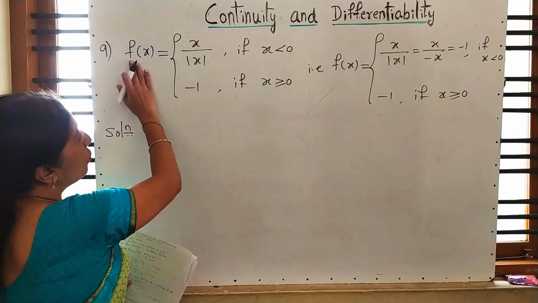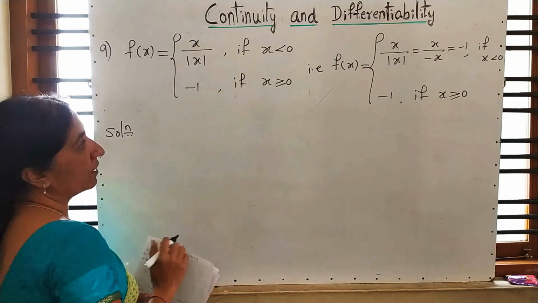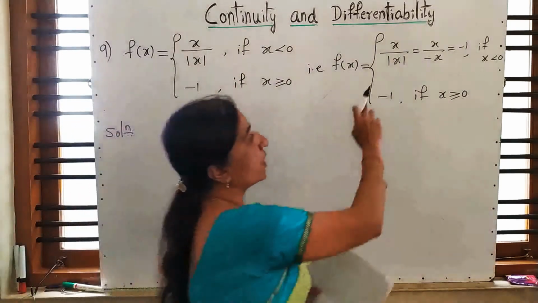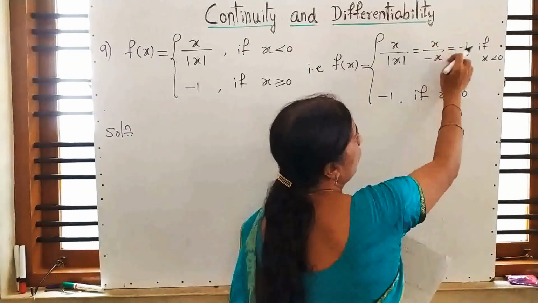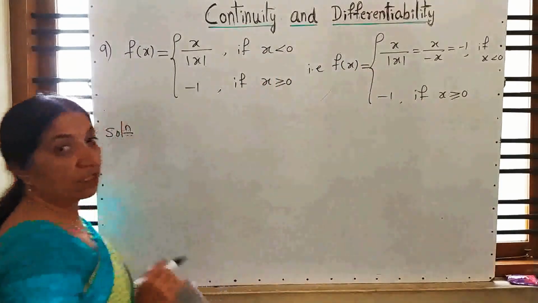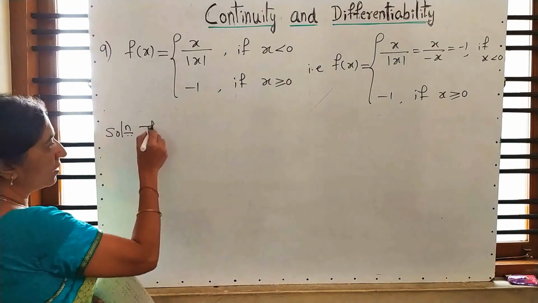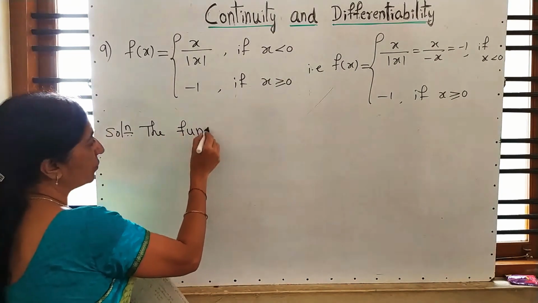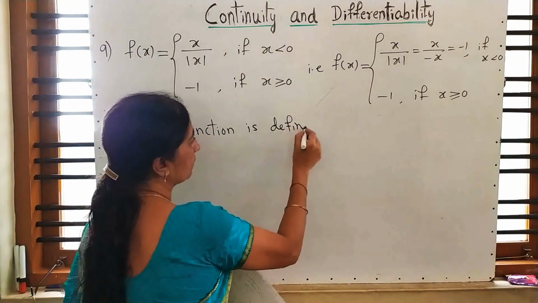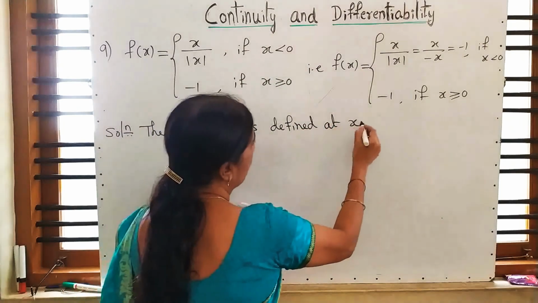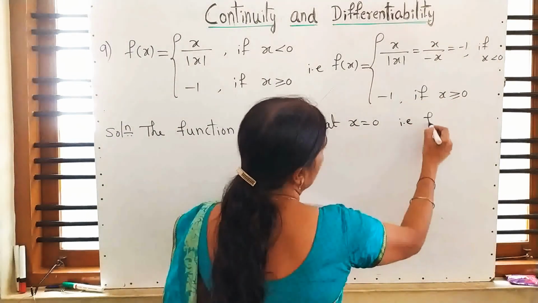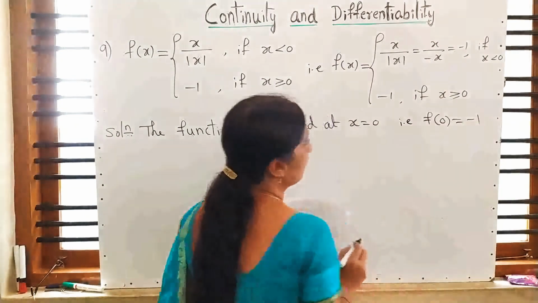Ninth question. The question is f of x is, this question is given. See here, x is less than 0 means the mod x is converted as what? Mod x is converted as minus x. And after solving you will get minus 1. So as usual, the function is defined at x is equal to 0. See, where equal sign, here we have equal sign. That means f of 0 is minus 1. Is it correct or what?